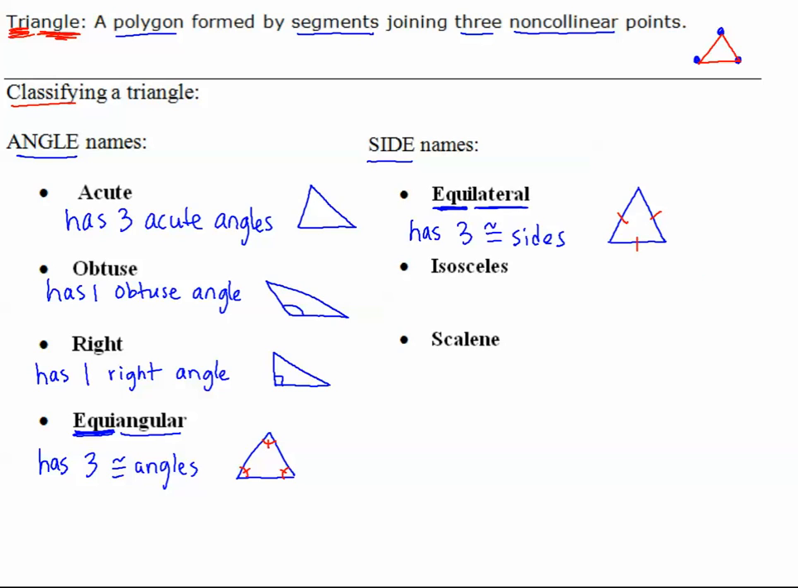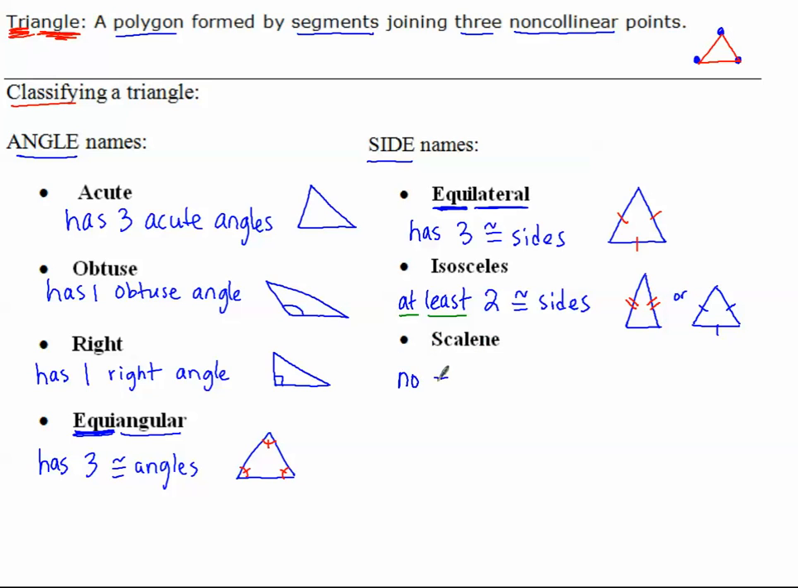An isosceles triangle has at least 2 congruent sides. So when I draw it, I try to make it look like 2 sides are congruent, and I put congruent slashes through 2 of those sides. Now notice the words at least, because it could have 3 congruent sides, which means it could be equilateral. An isosceles triangle can be equilateral. So I can have it like this because it has at least 2 congruent sides.